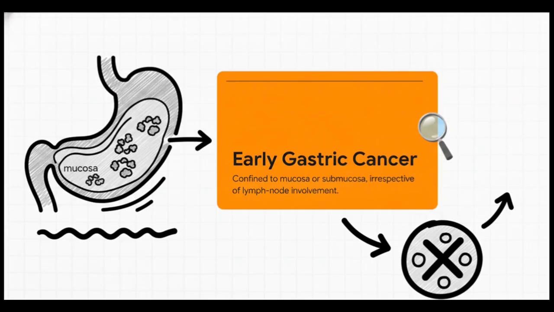Early gastric cancer is defined strictly as cancer that is confined to the mucosa or the submucosa. That's it. That is the fundamental histological boundary line. And crucially, this is huge, it is irrespective of lymph node involvement. A lot of us instinctively think the word early means no lymph node spread, right? But in the context of gastric cancer, early refers exclusively to that depth of tissue invasion within the stomach wall itself.